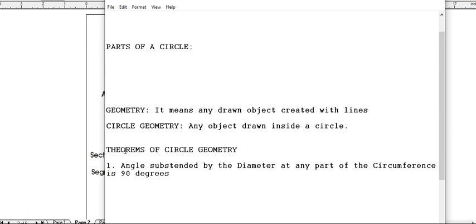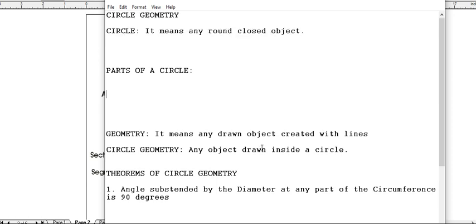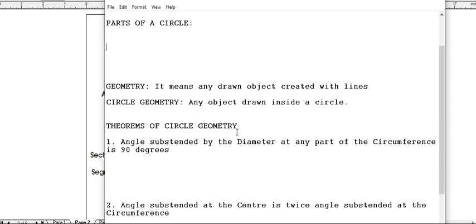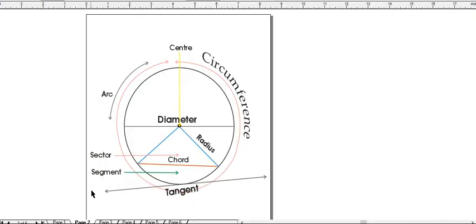So let's continue. Now, we're going to theorems of circle geometry. Those are the theorems that bind all circle geometry together. You can use these theorems to solve any circle geometry questions that you are given at any time. So theorem 1 says, angle subtended by the diameter at any part of the circumference is 90 degrees. Let's look at it.